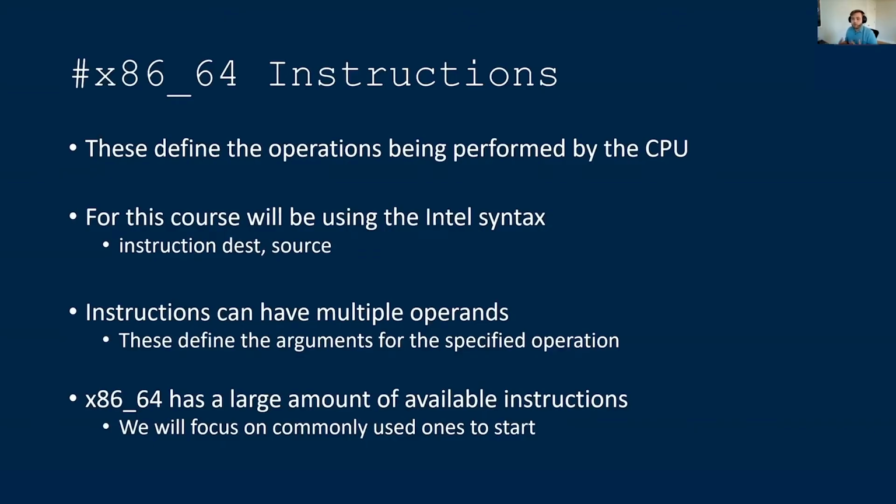Instructions can have multiple operands. There's a ton of them for x86 64. When you're reverse engineering something like this, you typically want to have those manuals ready to go so you can look things up. But what I wanted to do, to get everybody up to speed and on the same page, is go over some of the commonly used instructions for x86 64.